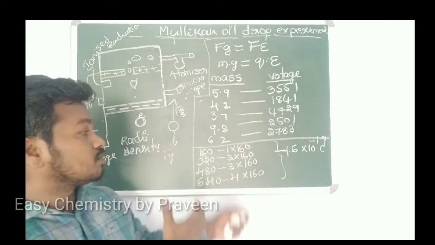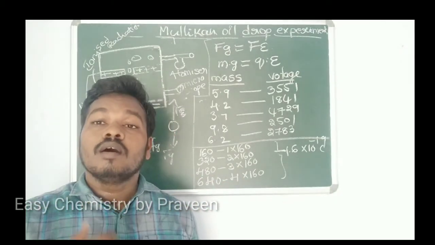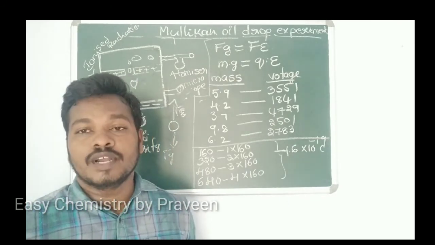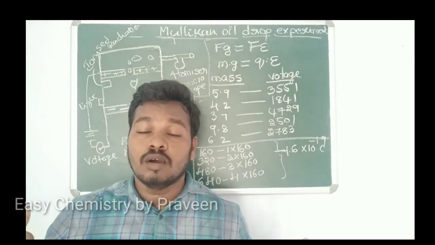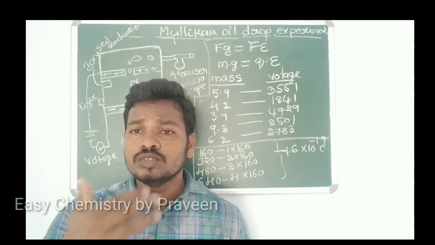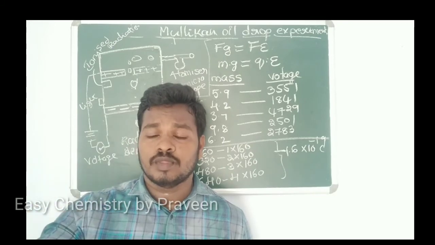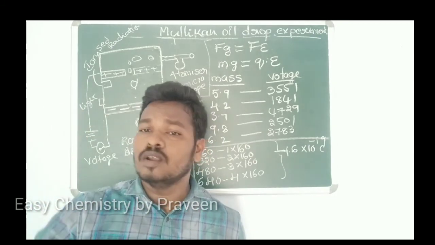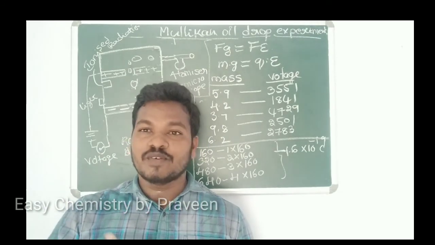By using this method, he found the very smallest charge of the electron. So this is about the Millikan oil drop experiment. Why did he use only oil, not water? Because water will easily evaporate and the mass will change, while an oil droplet will not.